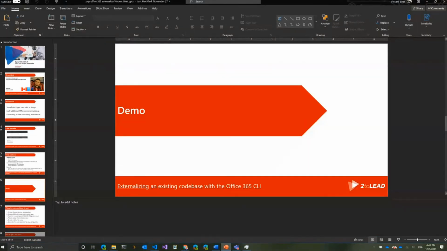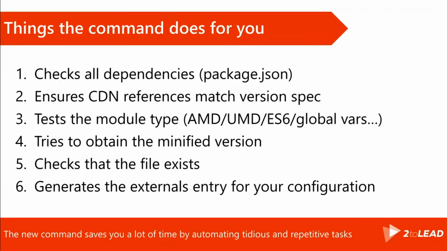And with that, before I finish, I'll just recap and then hand it back over to you, Patrick. So what this command does for you, first, it checks all the dependencies in the package.json. Then it ensures that we have a CDN version of that available somewhere on unpackagey. It tests the module automatically for you: is it an AMD, UMD, ES6, global package, and so on and so forth.